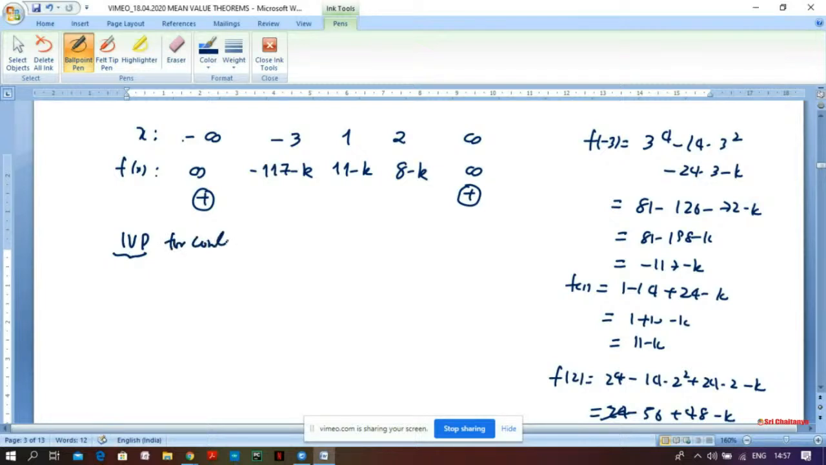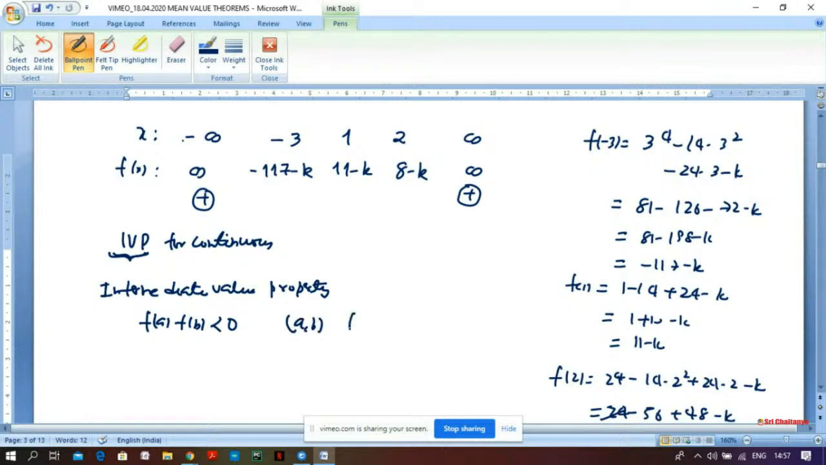Of course, polynomials are continuous on the whole of R, so that's not to worry about. So the intermediate value property, I said this one in the continuity chapter. We are applying one corollary here: if f(a) times f(b) is negative, then in the interval (a, b), this f has at least one root. At least one root.